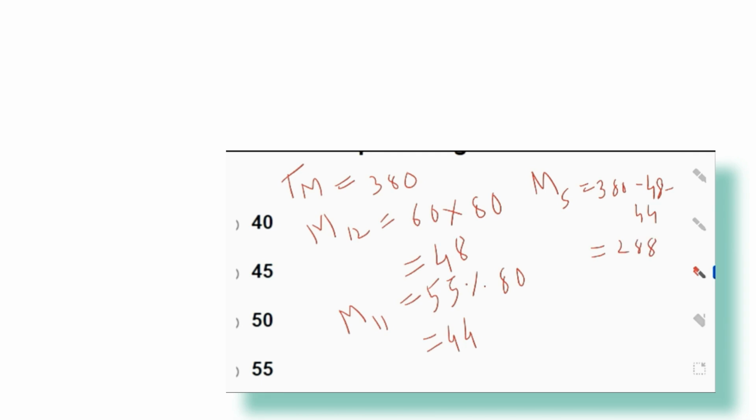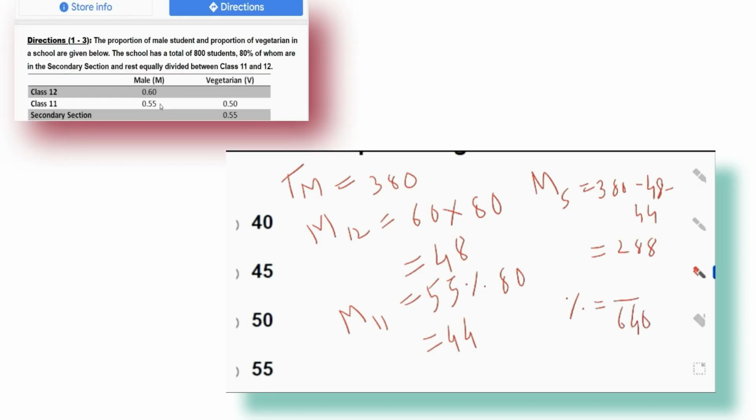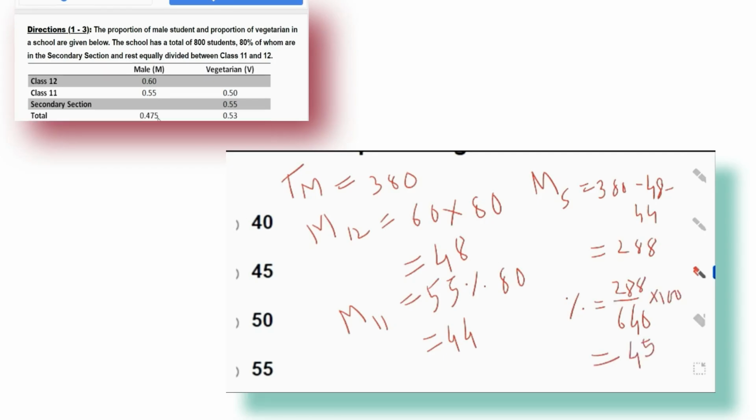So now our task is to calculate the percentage of male students in secondary section. So in secondary section, total number of students are 640, right? That is 80% of 800. And total male student is 288. So divide and multiply by 100 and get the percentage. Okay, so this becomes 45%.